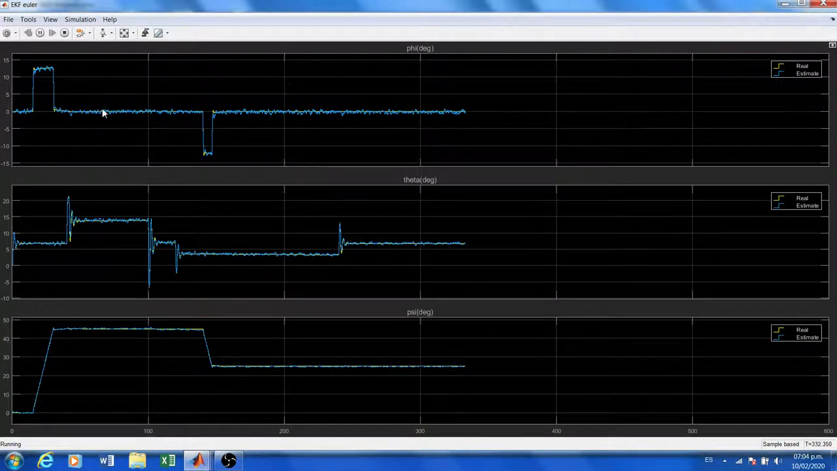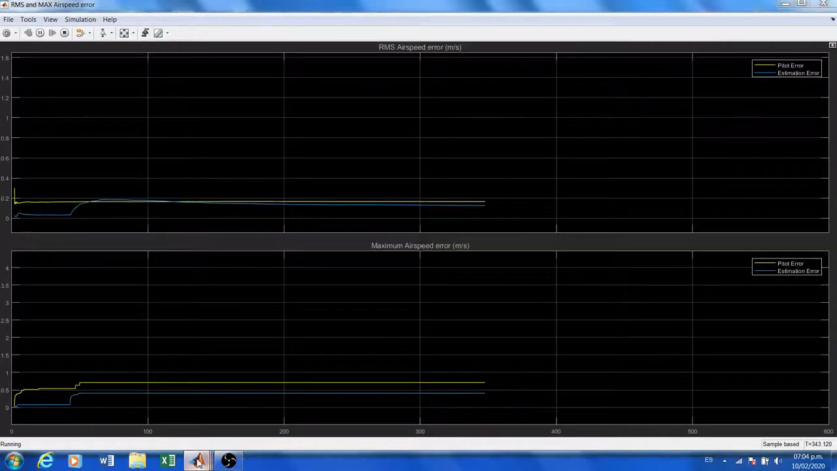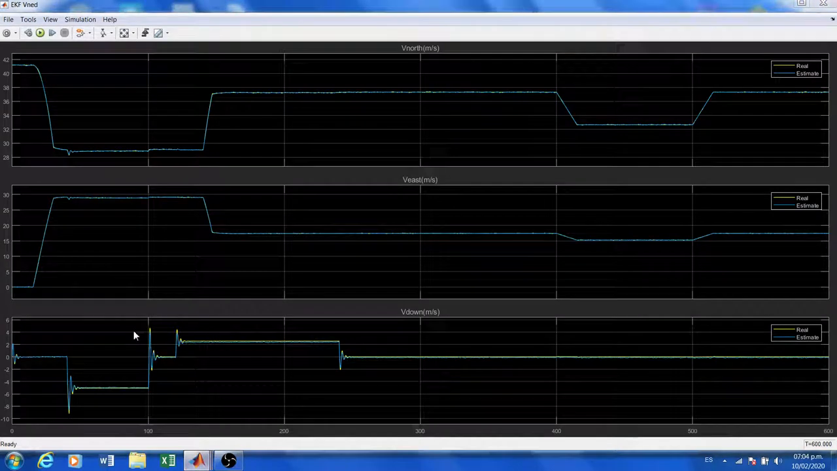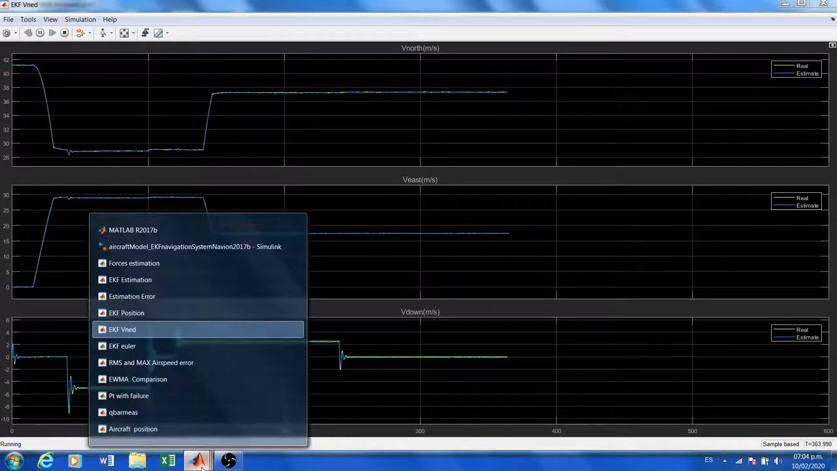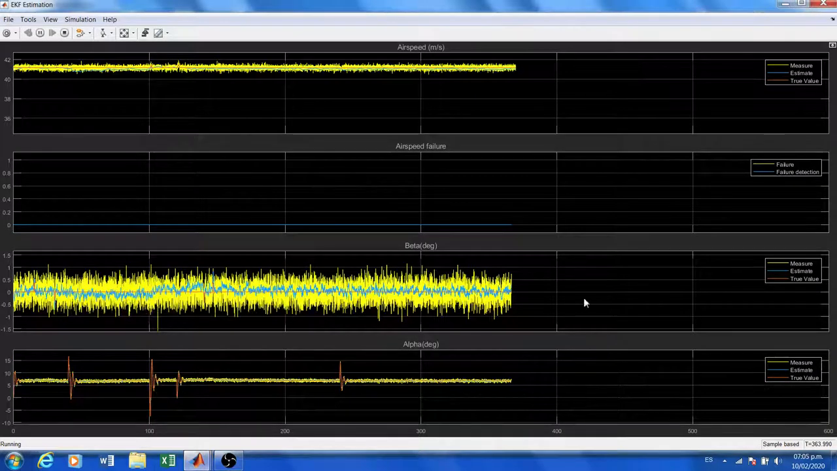Look, the Euler angles, the attitude is estimated perfectly, phi, theta and psi, beautiful. What else can we show? Okay, speed, airspeed also being estimated, north, east, down, airspeed perfectly. Okay, we are approaching 400 seconds. Look, the estimation values are very good. There's no failure. The failure will be here in 450.